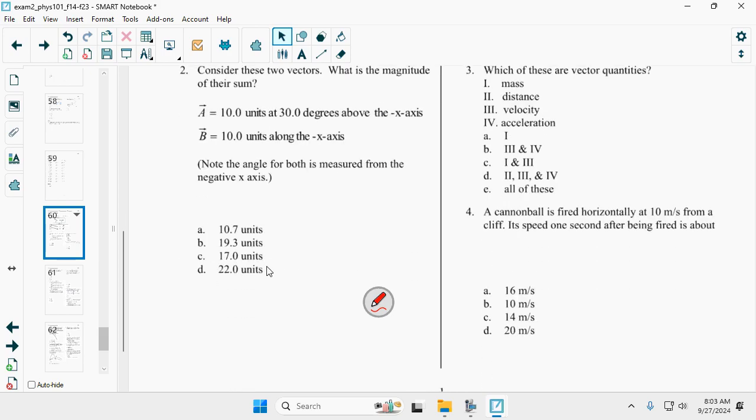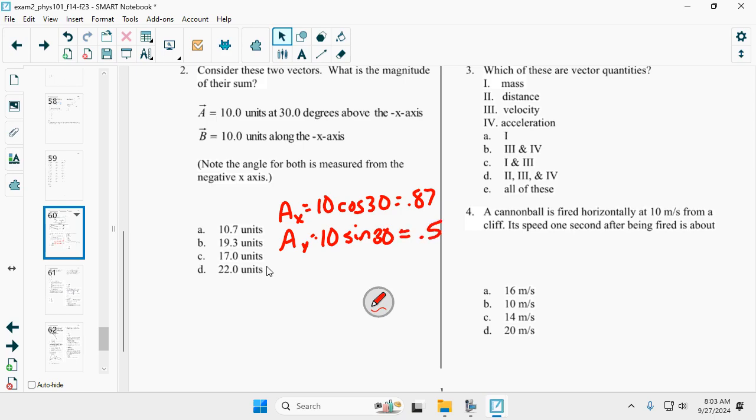2 vectors, I want to find the sum of them. You will have a question like this, by the way, where you have to find the numerical sum of 2 vectors. So the first thing that you do is you find the x and y components. So Ax, Ay, Bx, By. Ax is equal to 10 cosine 30, which is 0.87. Ay is 10 sine of 30, which is equal to 0.5.